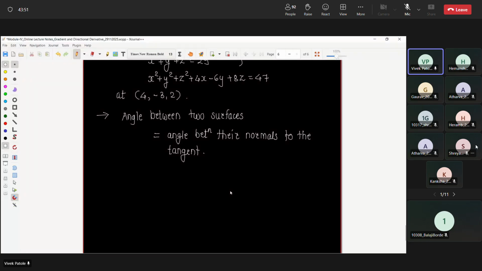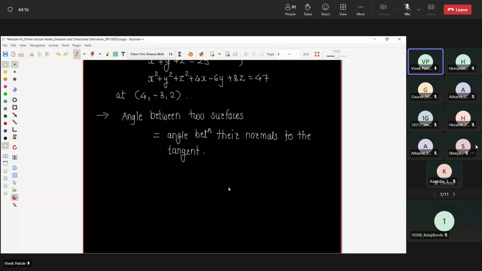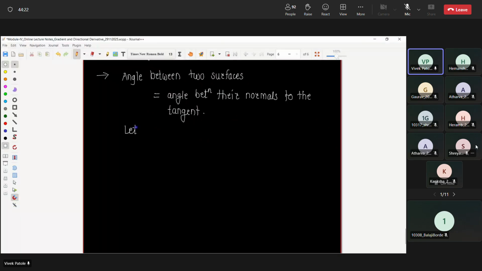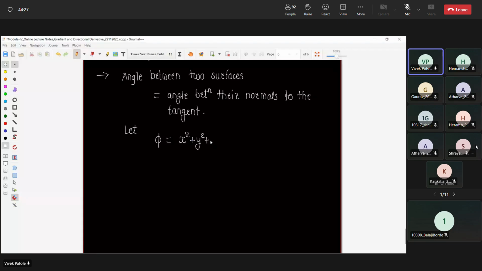And not the surfaces. So to obtain the angle between two surfaces, first of all, we need to obtain the normal to the tangent plane at that particular point. Okay, normals to the tangent planes of both the surfaces at that particular point. And then by using the formula, we are going to obtain the angle between those two surfaces. Okay, so first of all, I am going to consider the first surface as phi. So let phi be equal to x square plus y square plus z square minus 29.